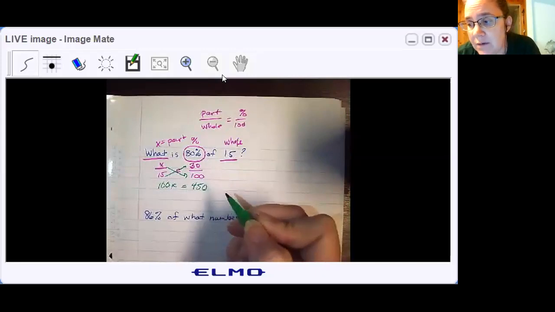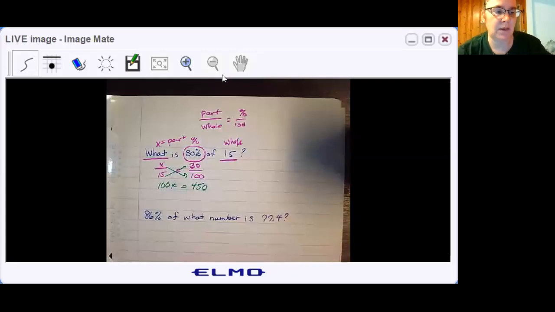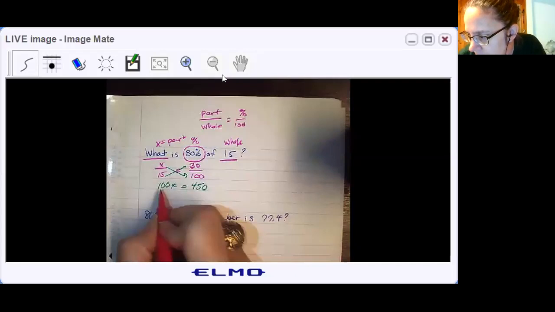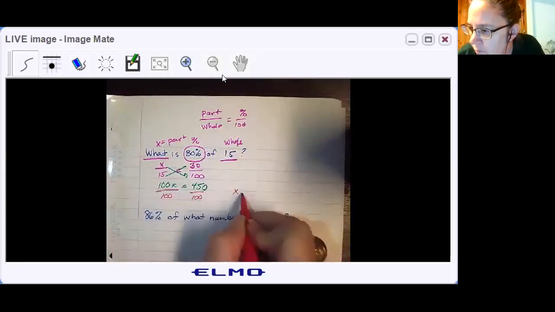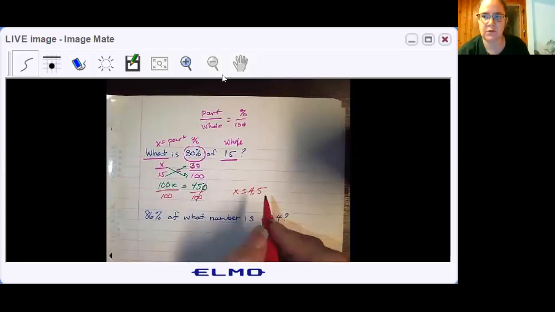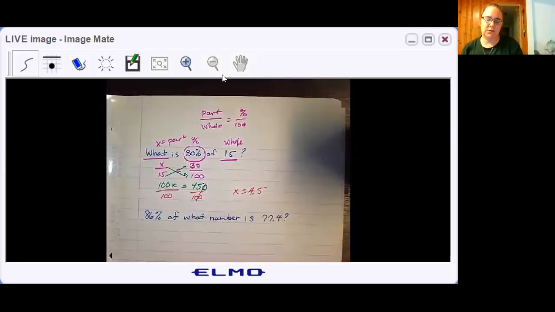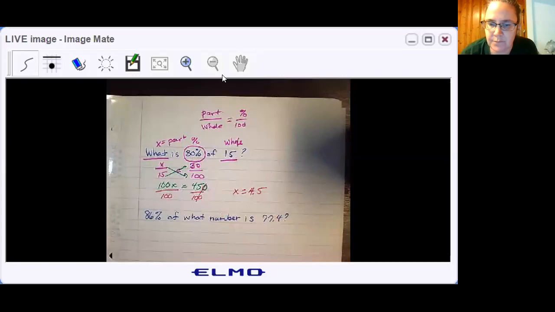Now I divide. Because remember, we cross multiply and then we divide. So I'm going to divide by 100. And x equals 4.5. You can check that with the calculator. You can do your work by hand and check your answers. So 4.5 is 30% of 15.